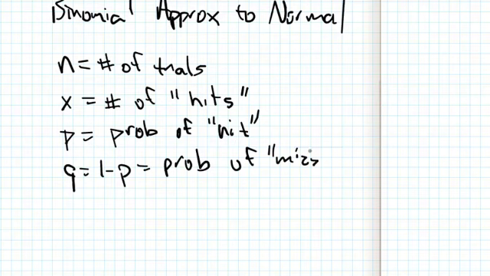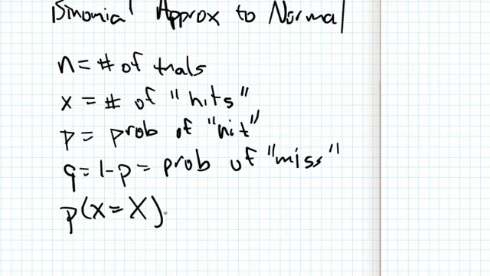A miss, or the complement of a hit. All right? So we know that the probability that X equals a particular value x, where x is just a number, we're not afraid, is n choose x, P to the x, Q to the n minus x. Okay? Now, just a quick little refresher for those of you that may not remember that.